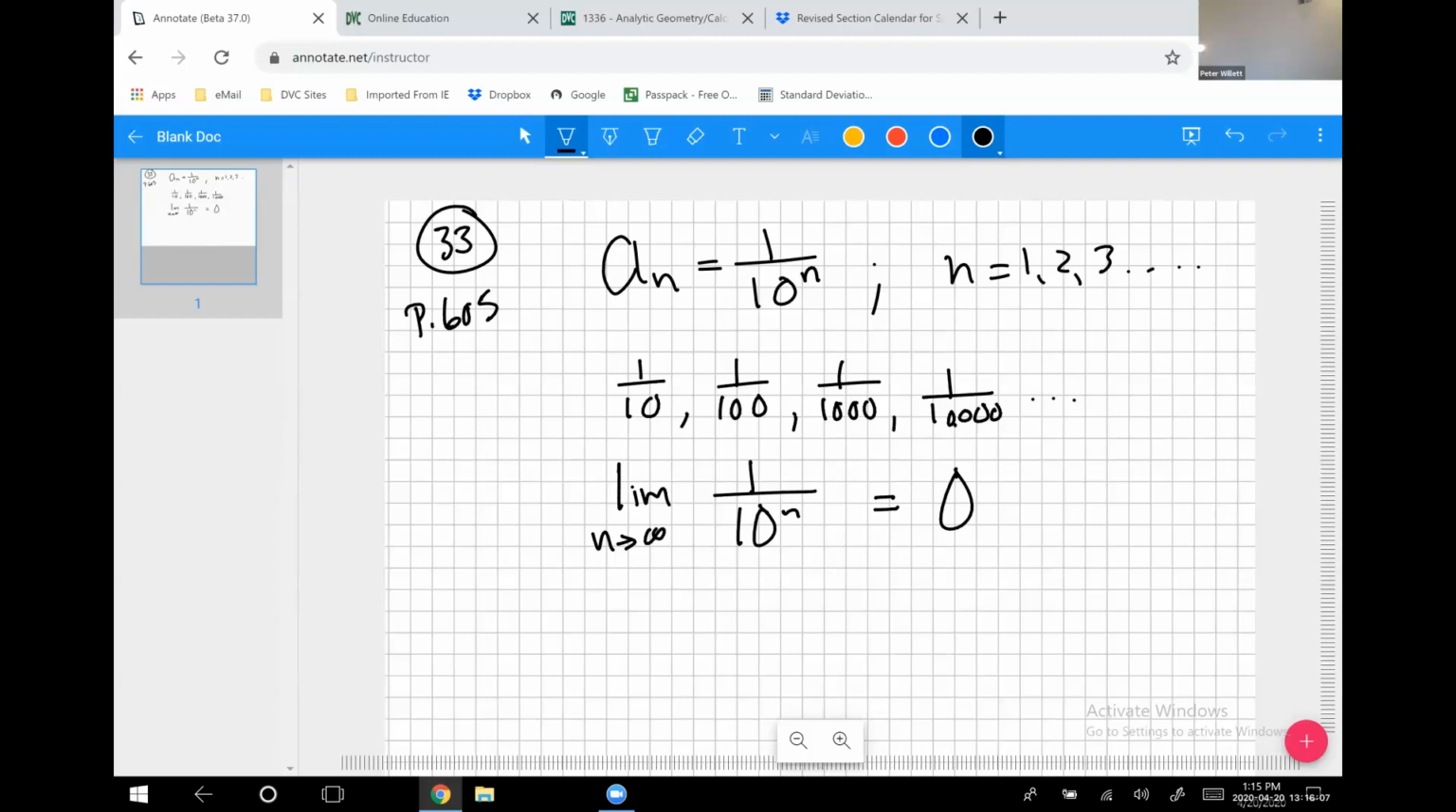So anyway, there's a couple of problems from 8.1 before we had gotten very far into this idea of sequences and series. Questions, comments, or discussions? Yeah.